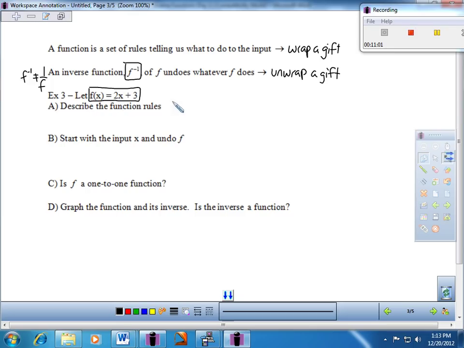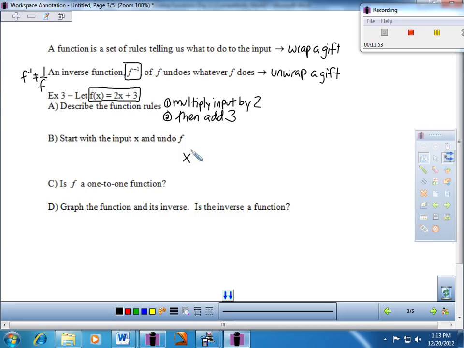And I'm hoping that you would agree with me that basically whatever the input is, we would multiply the input by 2 and then add 3. Okay, that's great. In fact, I'm going to put a little 1 right here and a little 2 right here. 2 function rules to go from input to output. Now, here's the thing. We're going to try to create our inverse starting with our generic input. So everyone, it says start with the input x and undo the function.